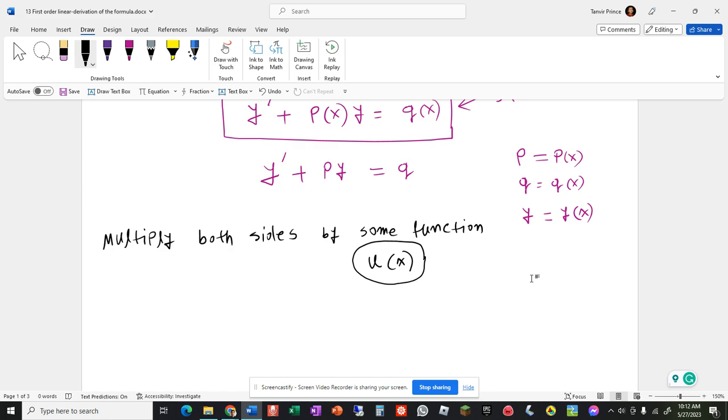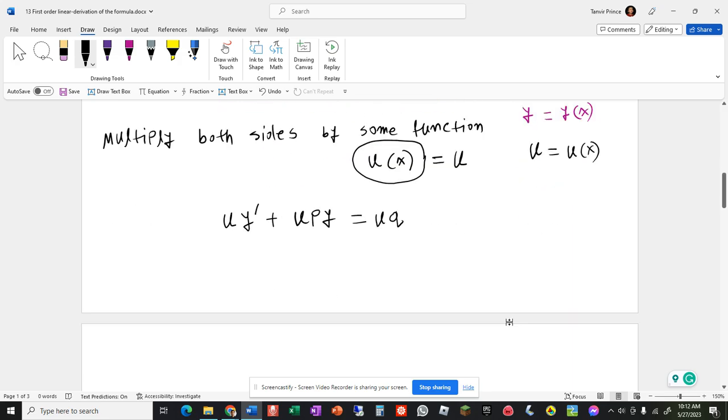Again, I'm just going to call it u, but in your mind, everything is a function of x here. So let's multiply both sides by my unknown function u. We don't know what that function u is at this point. So I'm multiplying both sides by that function u. So what should this u be so that this actually helps us?